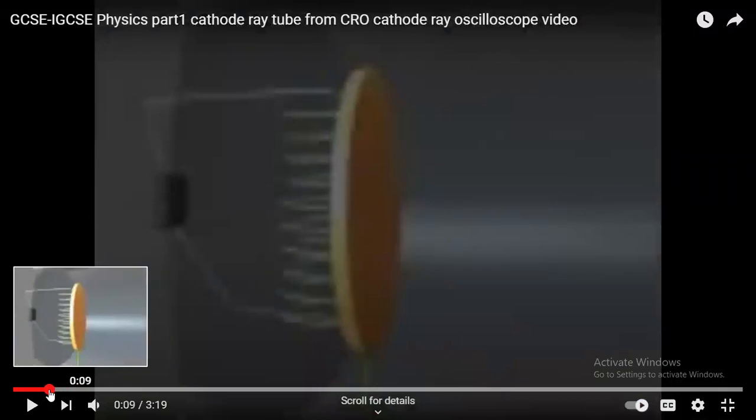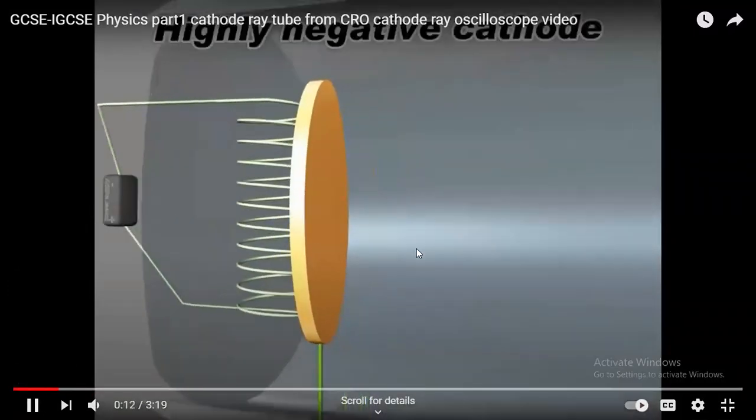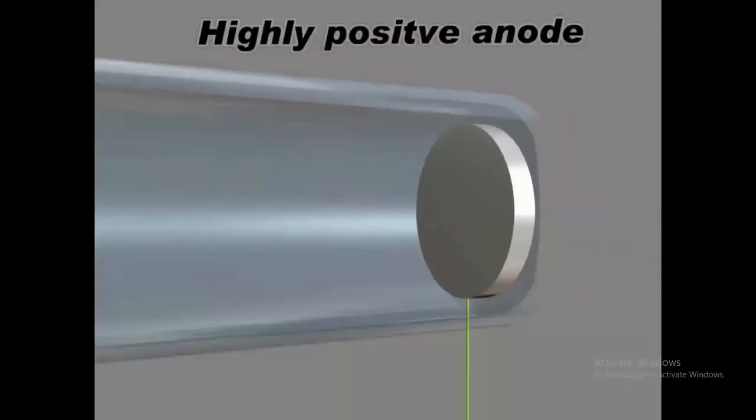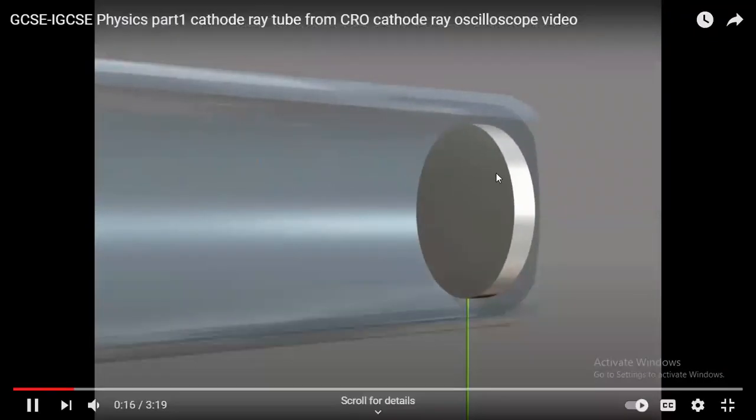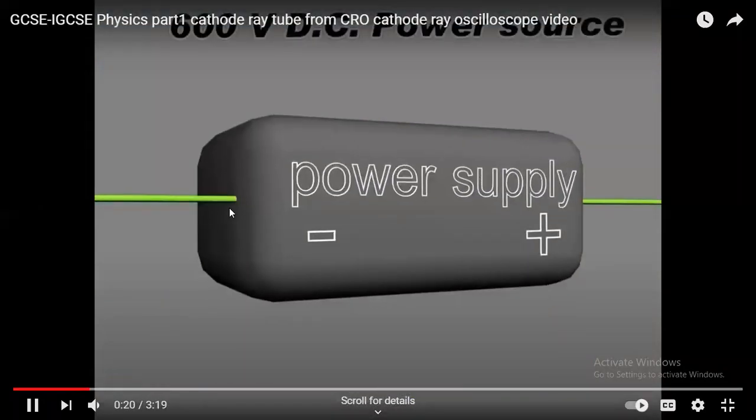Let me show you, and then you see. You cannot hear the words because I'm using the microphone. So this is the anode. So they are connected. You see, there is a high voltage here. This is the supply.